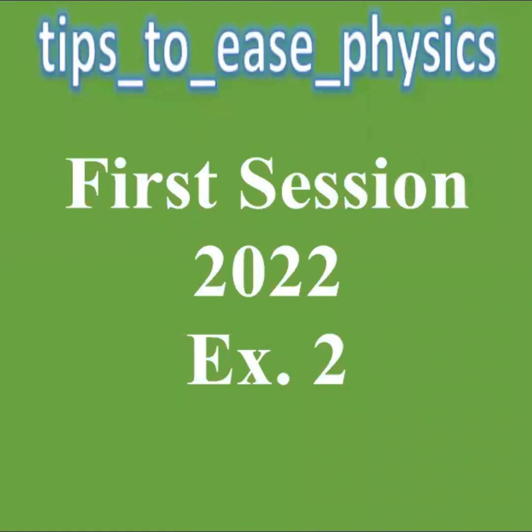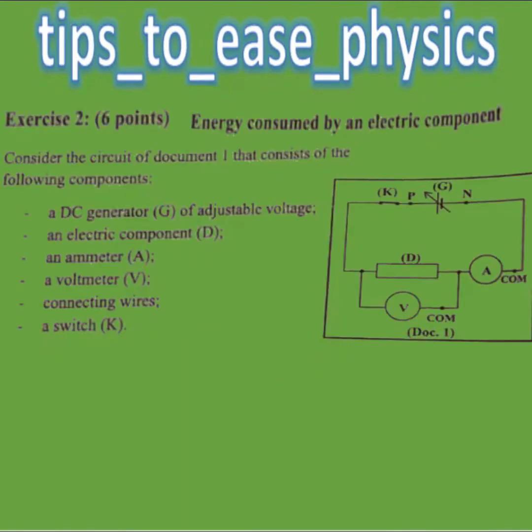Let us solve exercise 2 of the physics exam for first session 2022. Exercise 2: Energy consumed by an electric component. Consider the circuit of document 1 that consists of the following components: a DC generator G of adjustable voltage, an electric component D, an ammeter A, a voltmeter V, connecting wires, and a switch K.